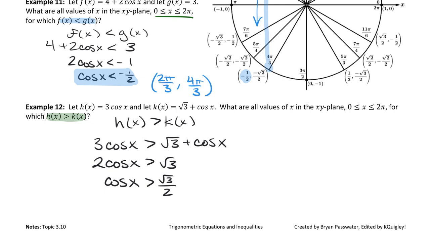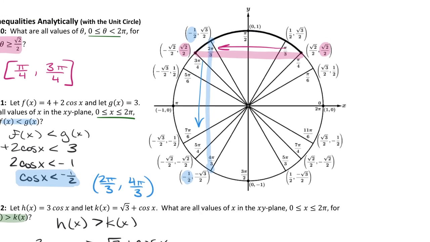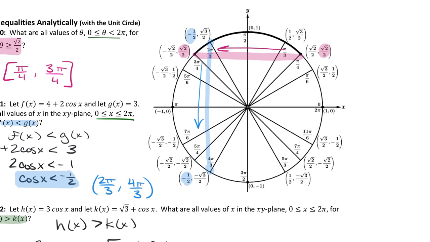Cool beans. That's what I'm going to try to highlight on my unit circle. So let's find all the places on our unit circle where cosine is greater than square root 3 over 2, or equal to positive square root 3 over 2. I see 2 places. It would be here and here. Do you agree? Okay, but I'm going to highlight this one specifically, so follow my highlighting. Remember, we are going from 0 to 2 pi, which means I need to start my highlighting not at 11 pi over 6, but right here.